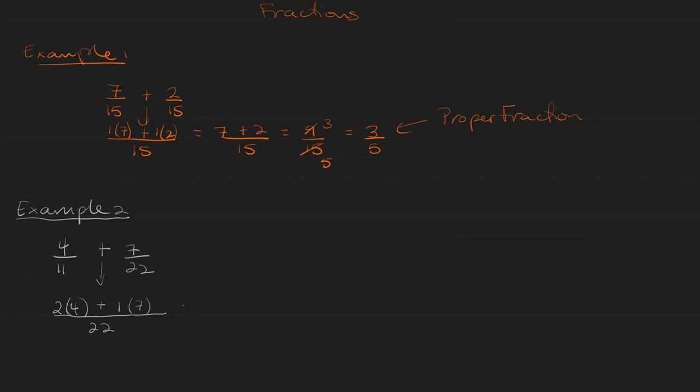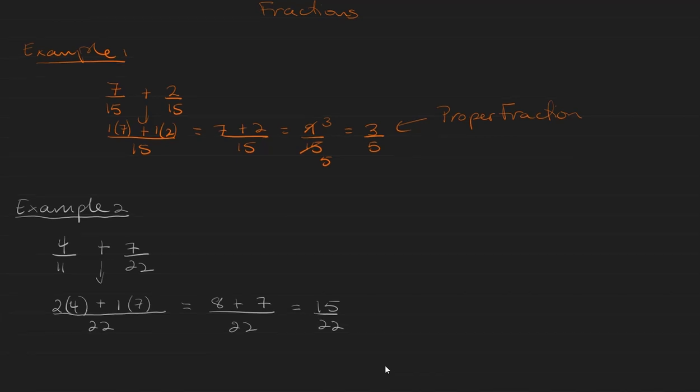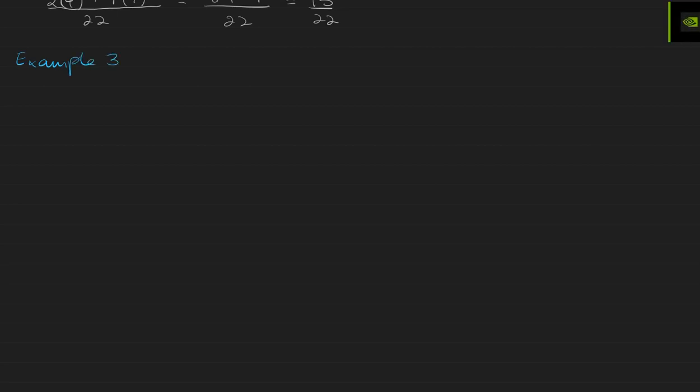Then we expand and simplify. So 4 2s are 8, put back a plus, 1 by 7 is 7, divide by 22. And we will be able to get 15 upon 22. All right, nothing difficult so far. The next one we are going to look at is example number 3. This is going to be one involving subtraction.